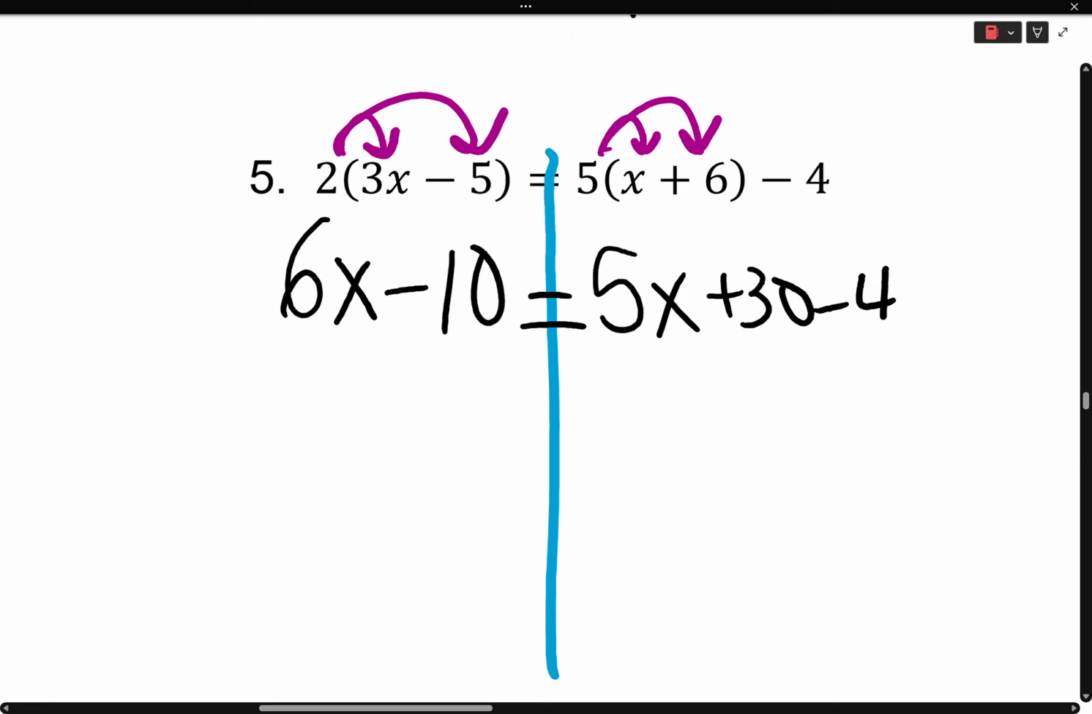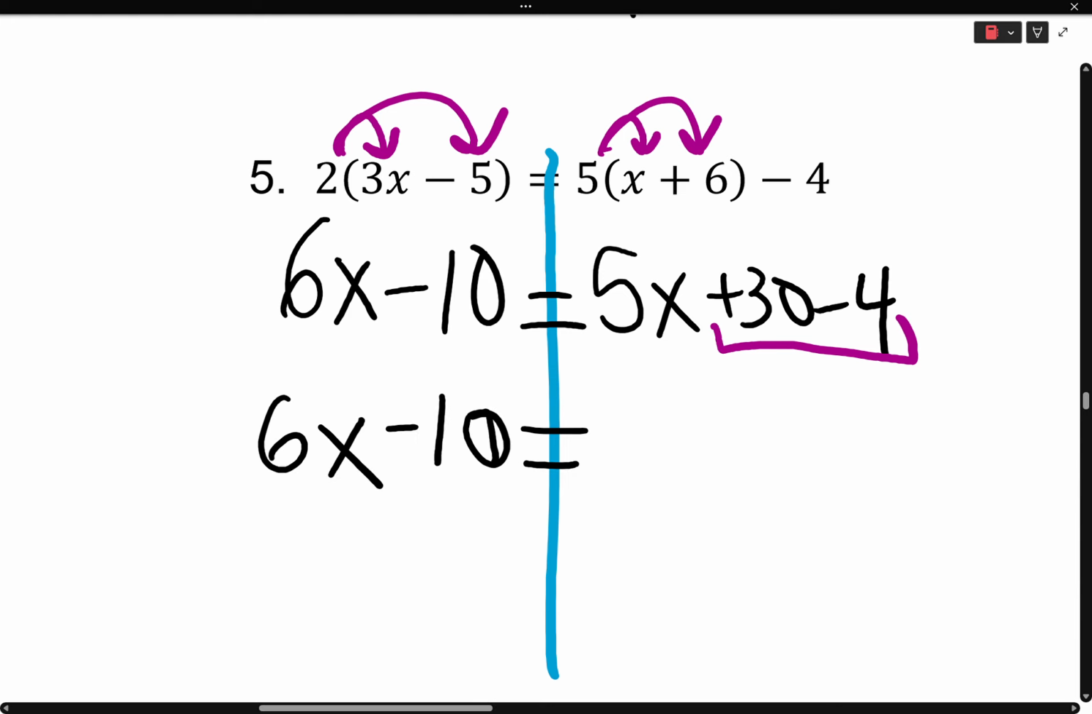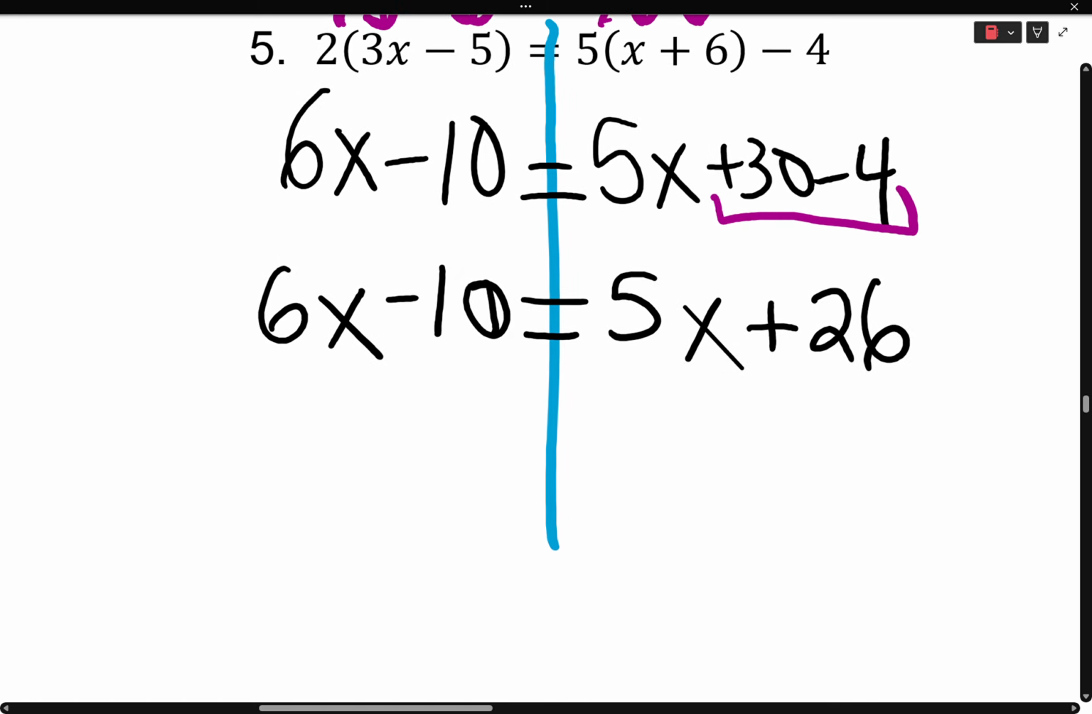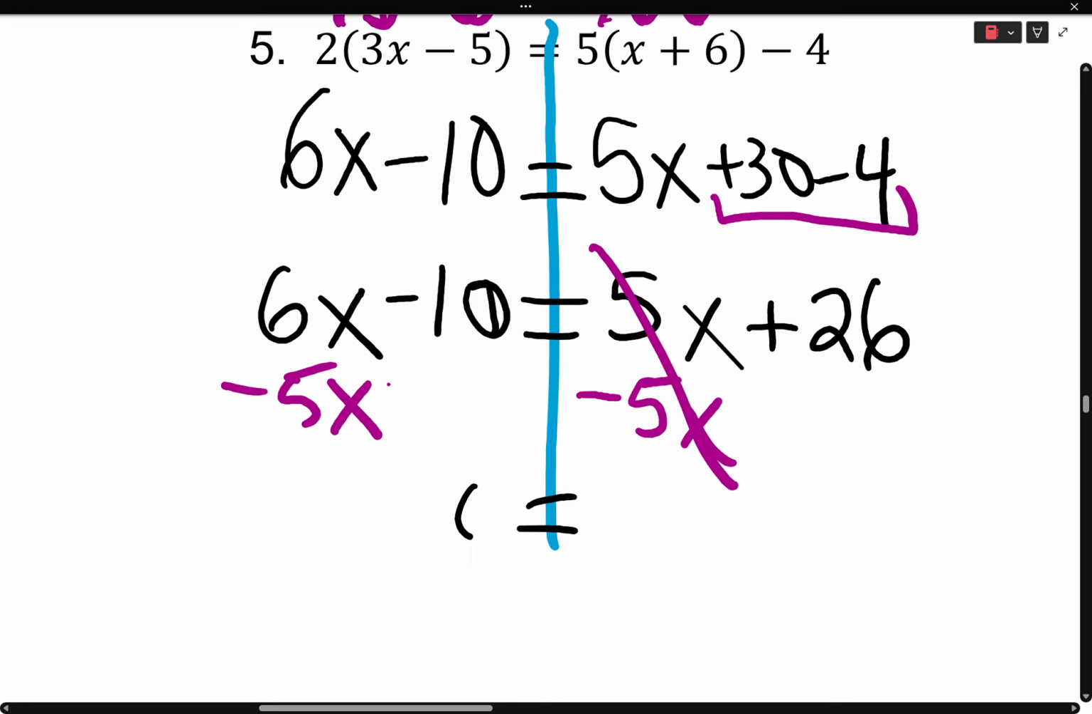Like the other 3 problems, I got like terms on the right side. So now I have 6x minus 10 equals 5x, and 30 minus 4 is 26. Now I'm going to move my x's, so I'm going to subtract 5x from both sides. On the right, they cancel. On the left, 6x's minus 5x's is 1x. And on the right side, all I got left is 26.